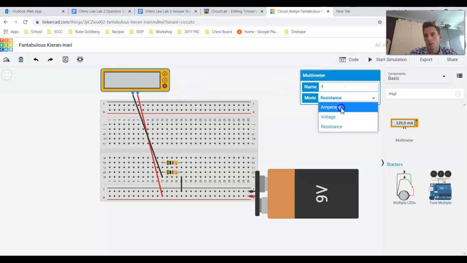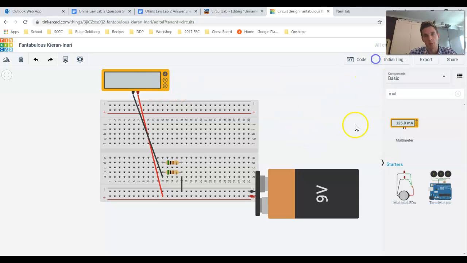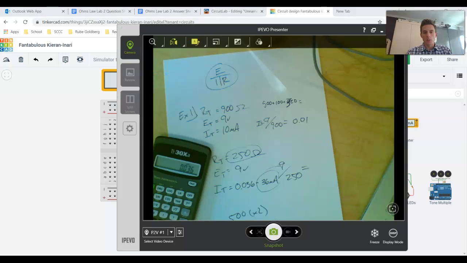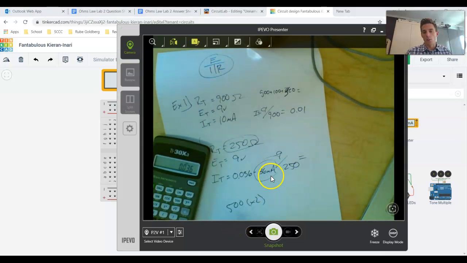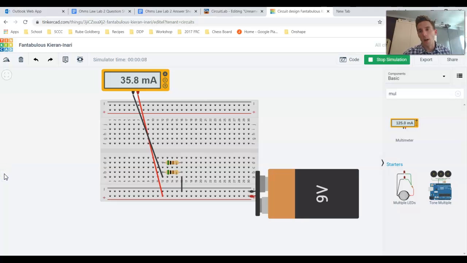And talking about the multimeter, I need to turn that into an ammeter. I'm going to hit start. And once again, we're measuring 35.8 milliamps. And again, I calculated 36 milliamps. So once again, we round that and it's the exact same thing.